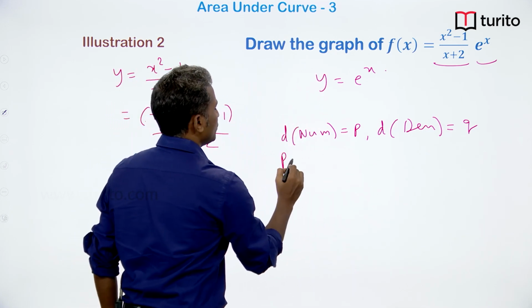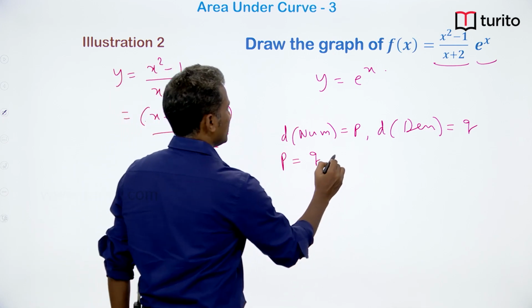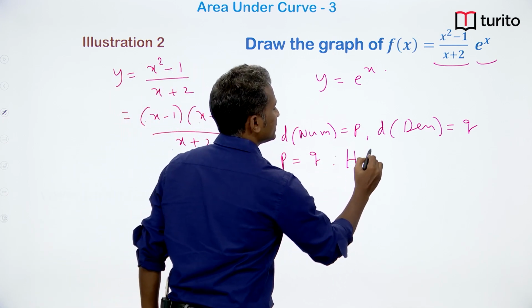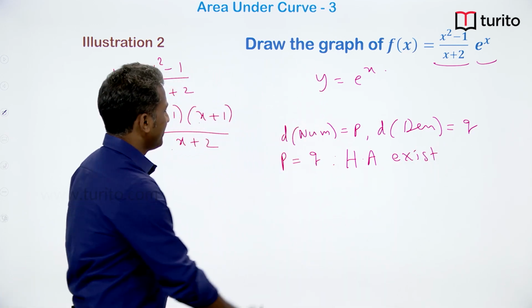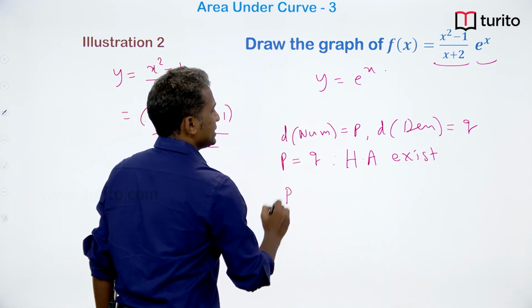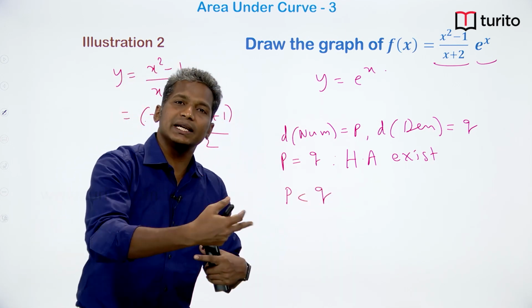If p is equal to q, then a horizontal asymptote exists. If p is less than q, that means the numerator has a lesser degree than the denominator.